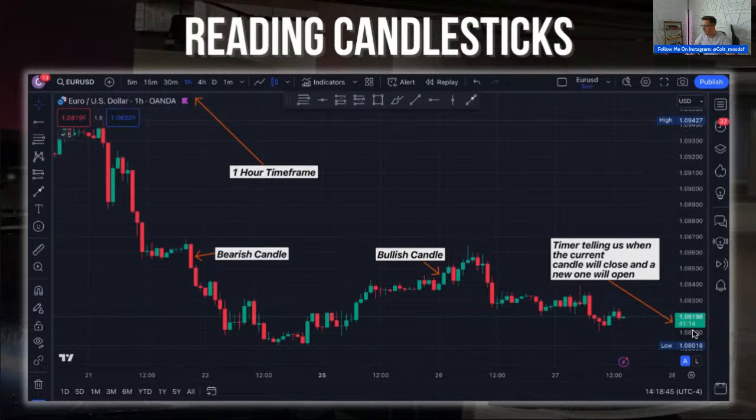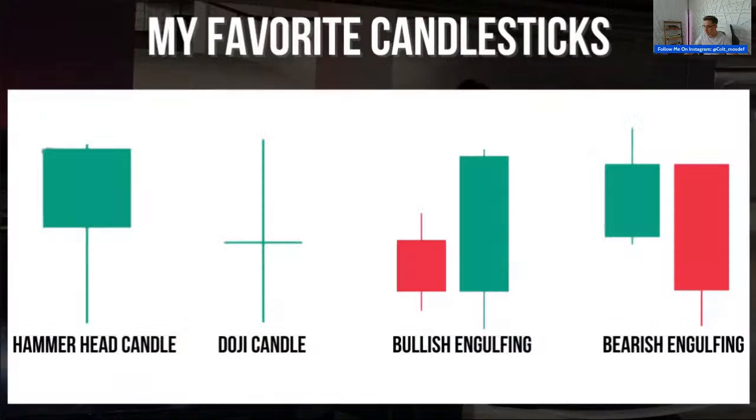Then on the right side, we have a timer telling us when the current candle will close and a new one will open up. On this timer, it says 41 minutes and 14 seconds. It's really easy to tell the time on the hour chart because 6 o'clock, 7 o'clock, 8 o'clock, 9 o'clock, 10 o'clock, and so on is when a candle will close and a new candle will open up. So every hour on the hourly chart, a candle's going to close and a new one's going to open up.